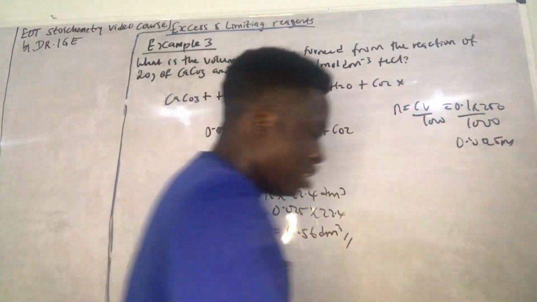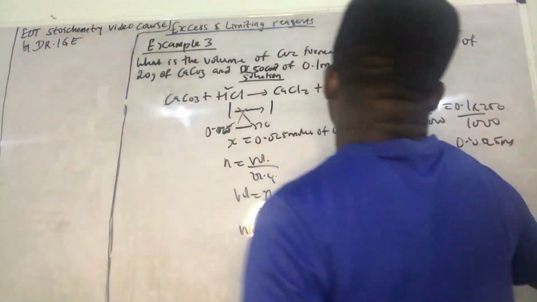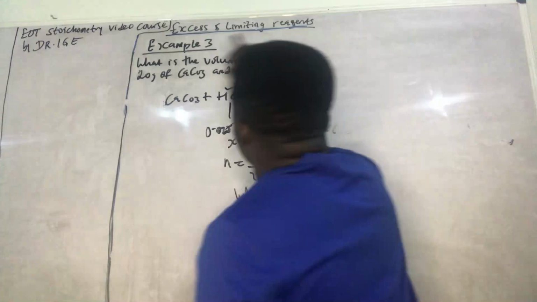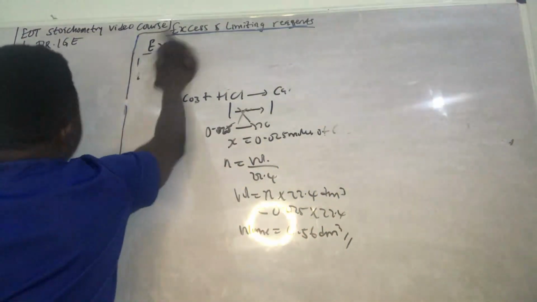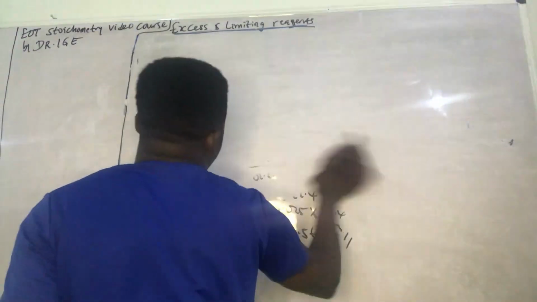Okay, let's take example 4. I'm just trying to relate it to different parts. So the concept is the same. What varies is which number of moles formula we are using. That's the reason it varies here. So that's it.